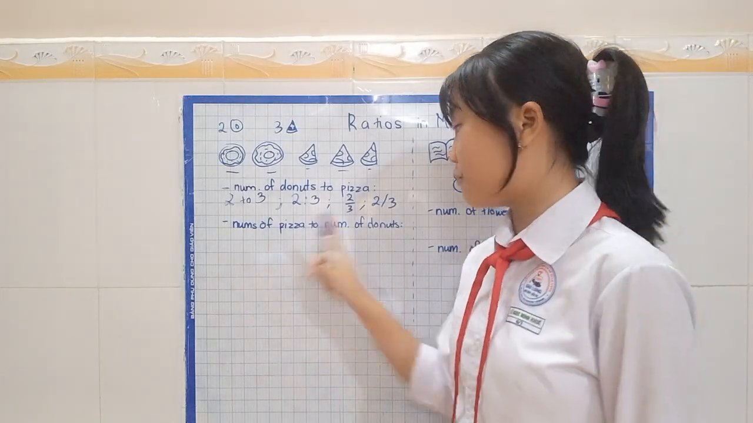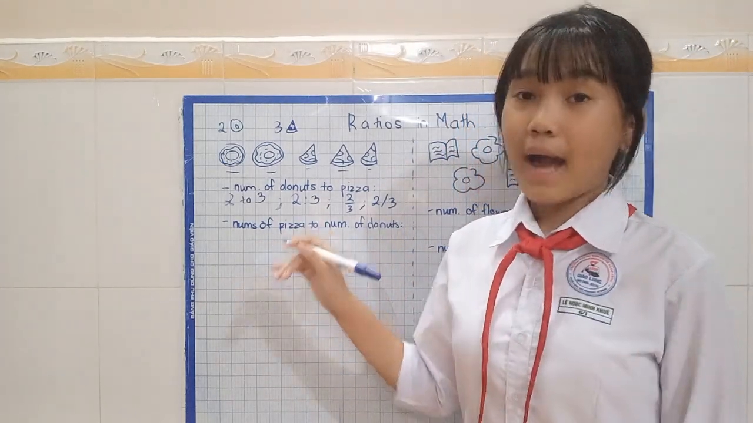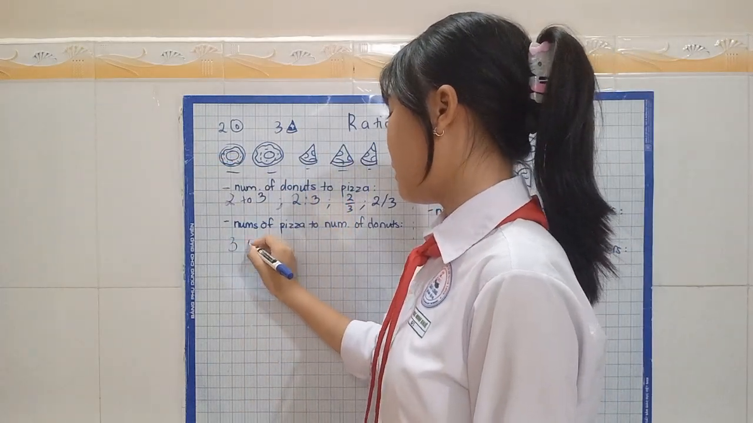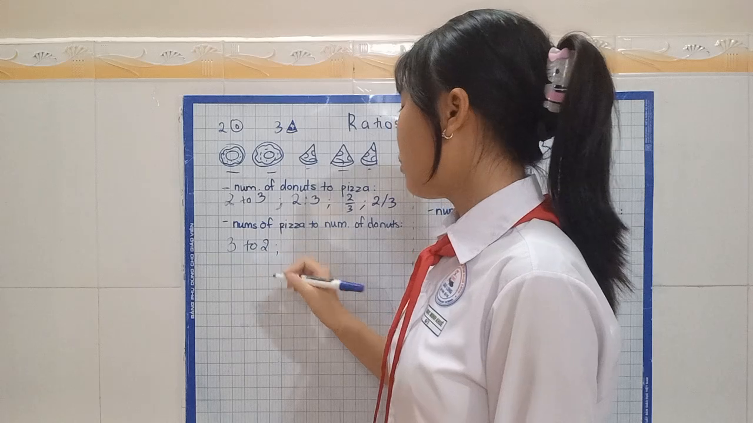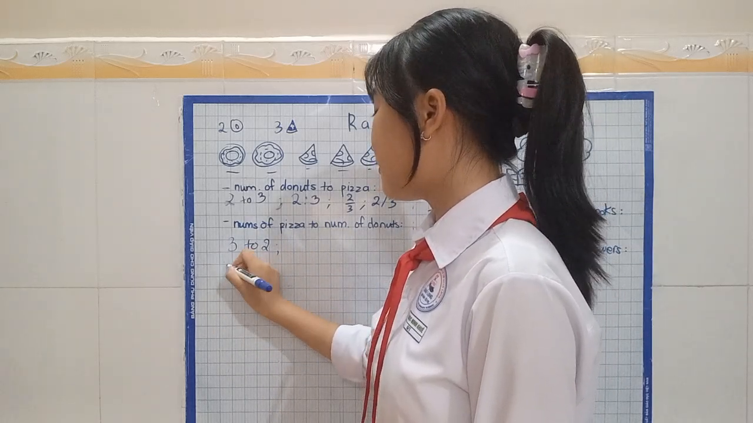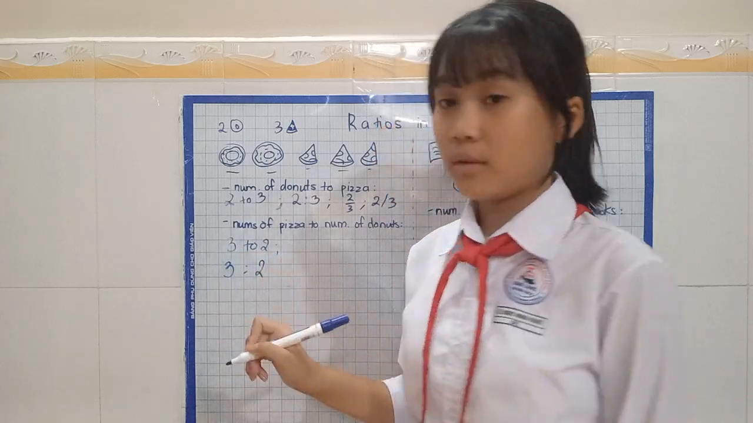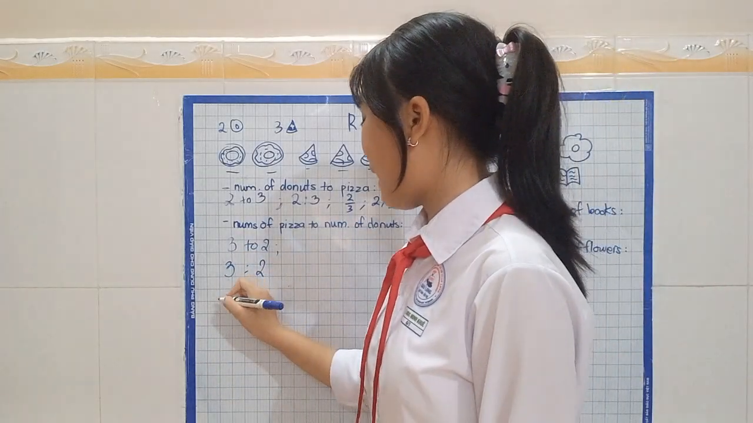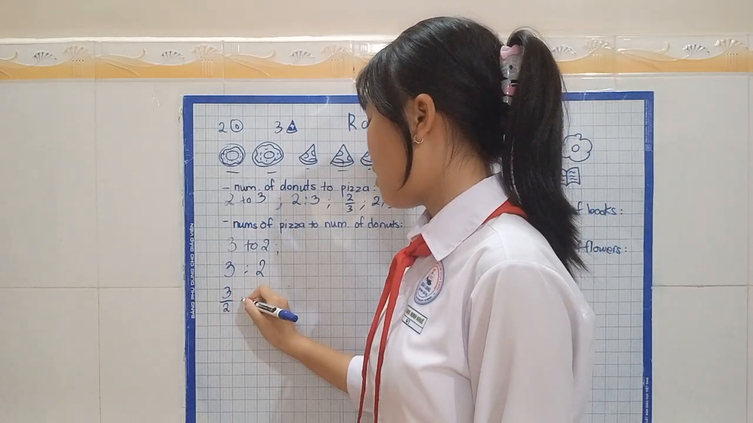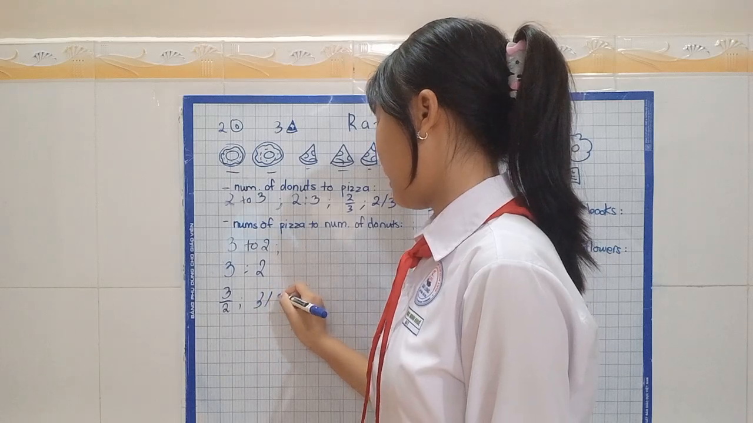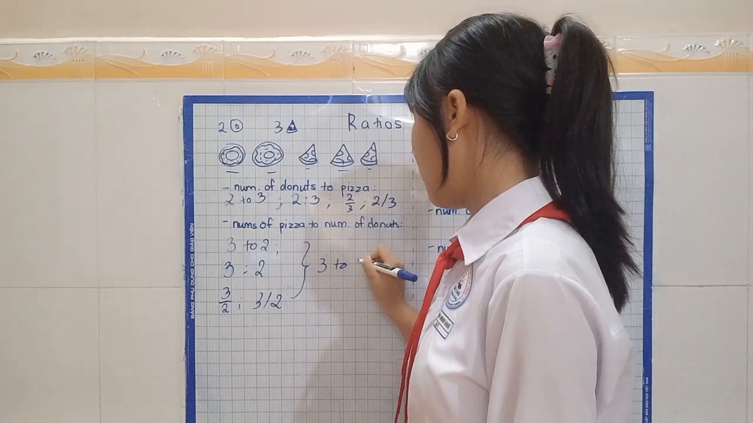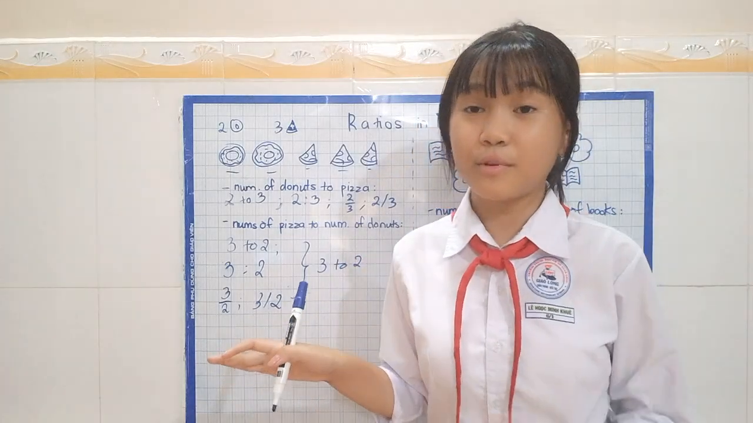Now, what about the ratios of pizza to the number of donuts? Well, as given, we have 3 pizzas and 2 donuts. So we could have 3, 2, 2. Or we could have number of pizza first, so we have 3, 2, 2. That's also another way. One other way is by fractions, which is 3 on top of 2, 3 halves. Or we could draw it like this. And all of these ways are read as 3 to 2. So that is really simple for ratios, right?